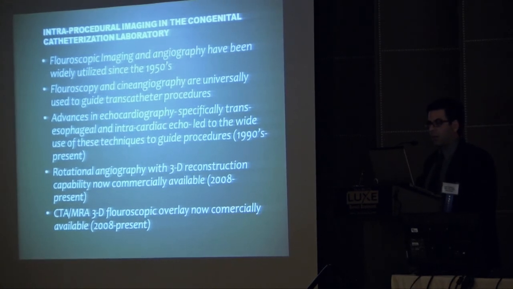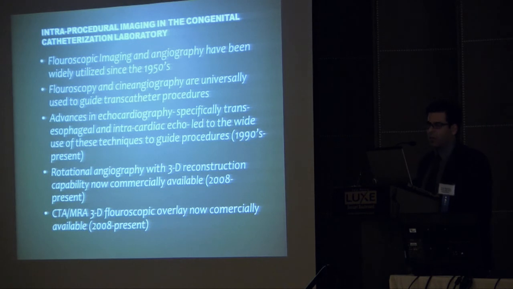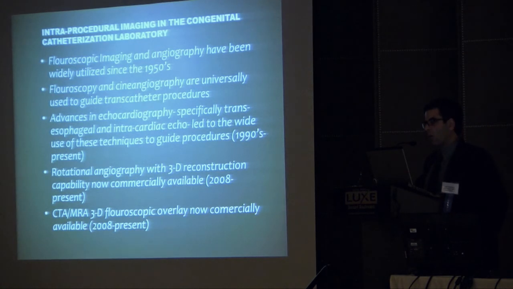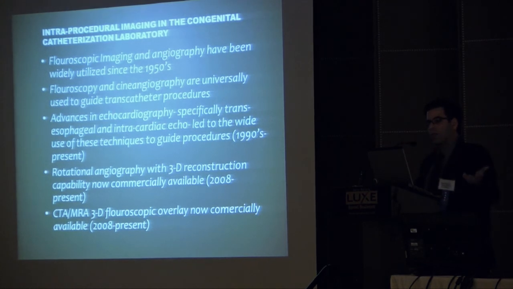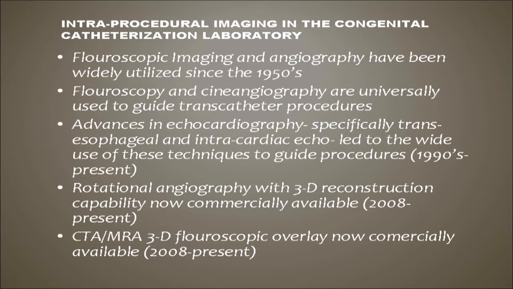So intraprocedural imaging in congenital heart disease, and specifically in the cath lab, really started in the 1950s and has been widely utilized since that time. There is no hospital, frankly, of any size that doesn't have at least some fluoroscopic imaging capability in this country, and really in most places. I mean, we go on medical missions to Peru with Dr. Young, and we go to local hospitals there where they have cath labs, and it's just widely used at this point.